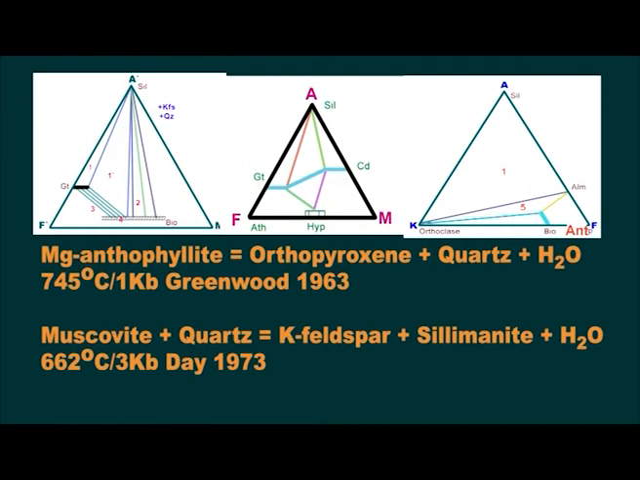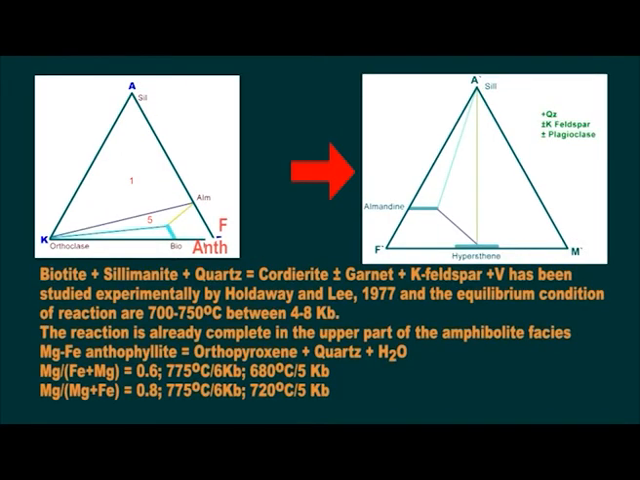by Greenwood 1963. Muscovite plus quartz gives rise to potash feldspar plus sillimanite plus water, 662 degrees centigrade, 3 kilobar, by Day 1973. The reaction biotite plus sillimanite plus quartz gives rise to cordierite plus or minus garnet plus potash feldspar plus water, studied experimentally by Holdway and Lee 1977, and the equilibrium conditions of the reaction are 700 to 750 degrees centigrade between 4 to 8 kilobar.